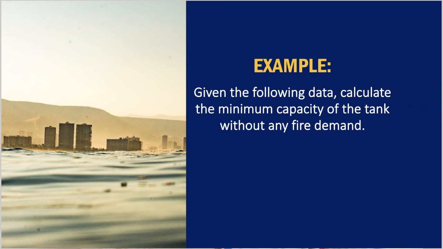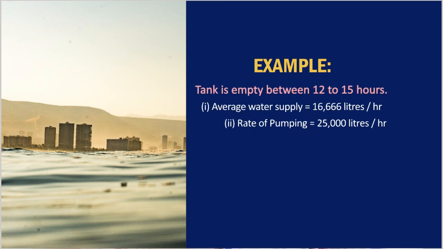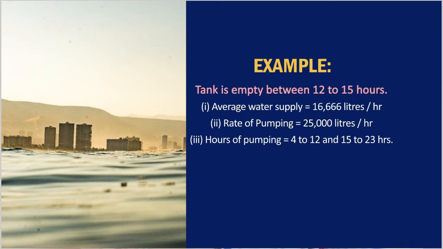Given the following data, calculate the minimum capacity of the tank without any fire demand. The tank is empty between 12 and 15 hours. Average water supply is 16,666 liters per hour. The rate of pumping is 25,000 liters per hour, and the hours of pumping are 4 to 12 and 15 to 23, because the tank is empty at the time of the 12 to 15 hour.